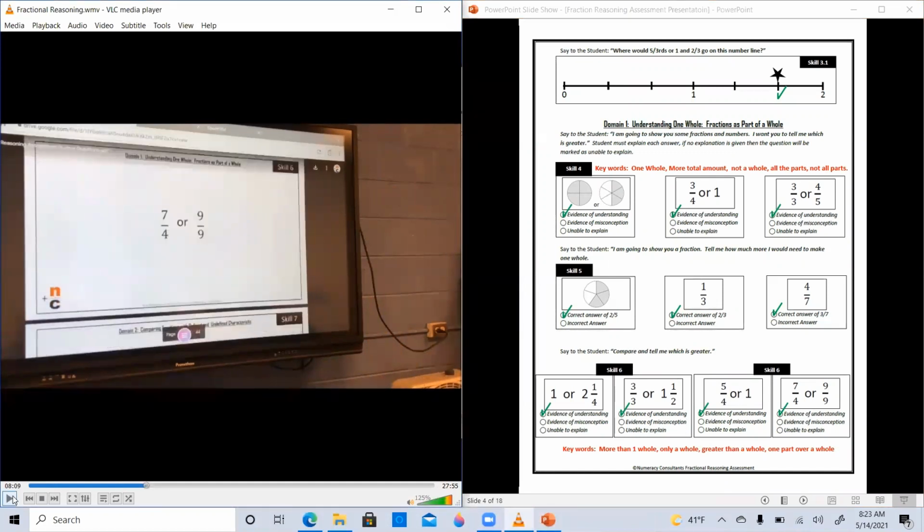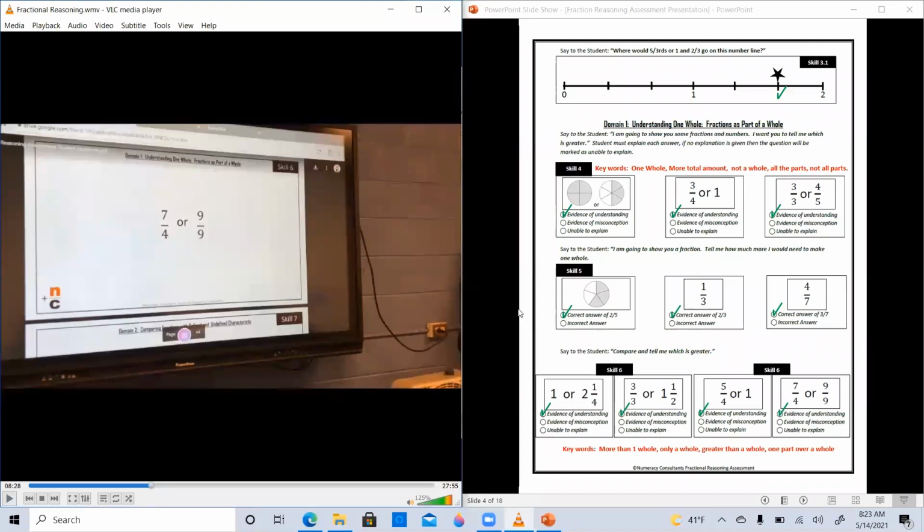And again, this last one is set up to see whether they understand one whole, or will they go to inappropriate use of whole number reasoning? Because obviously, to the untrained eye, 9/9 looks like it's more than 7/4, but it's really digging deep to see if they understand that. Okay. Which is greater, 7/4 or 9/9? 7/4 because it's 1 and 3/4. Very good.